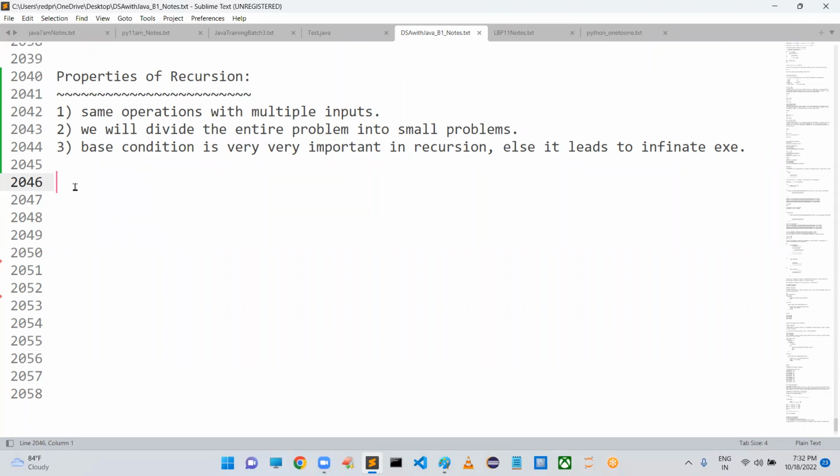These are the three important points that you have to remember while preparing recursive algorithms. These are the three main properties that we have to follow. Please confirm, are these three points clear for you people?